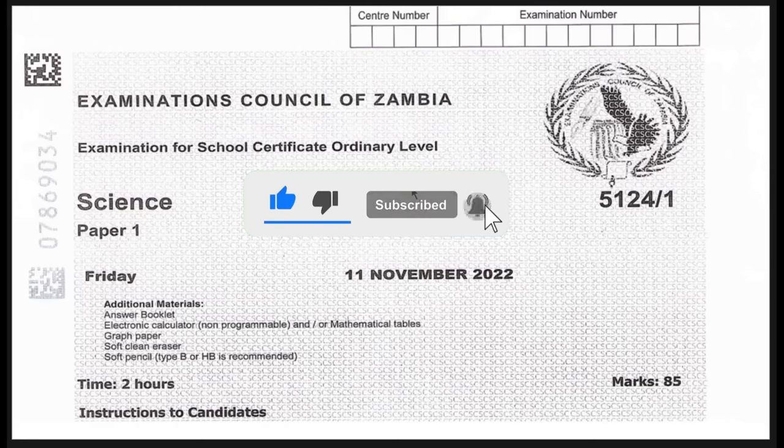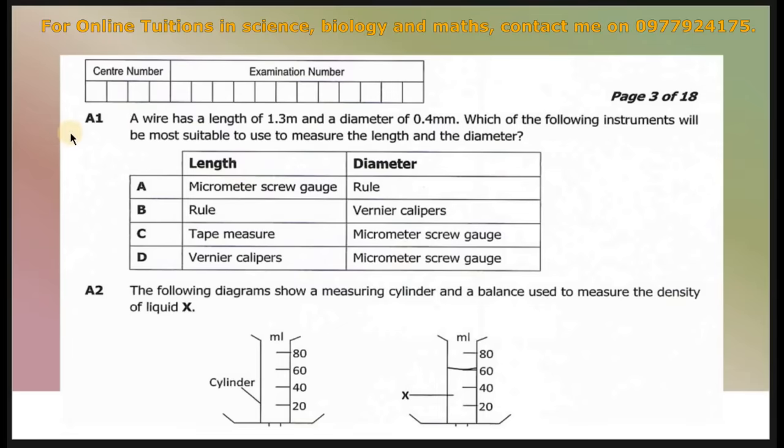Alright, so without further ado, let's go straight into the revision. This is question number one. Question number one reads: a wire has a length of 1.3 meters and a diameter of 0.4 millimeters. Which of the following instruments will be most suitable to use to measure the length and the diameter? Okay, so we have a length of wire of 1.3 meters and a diameter of 0.4 millimeters.